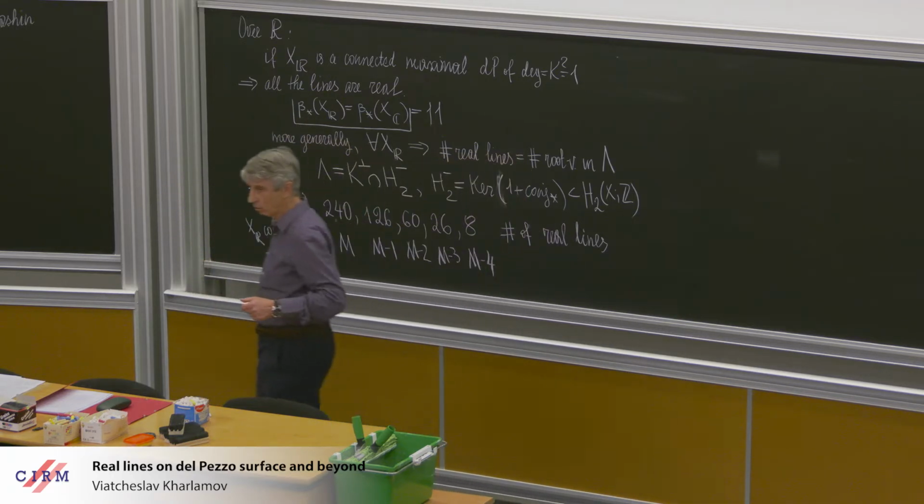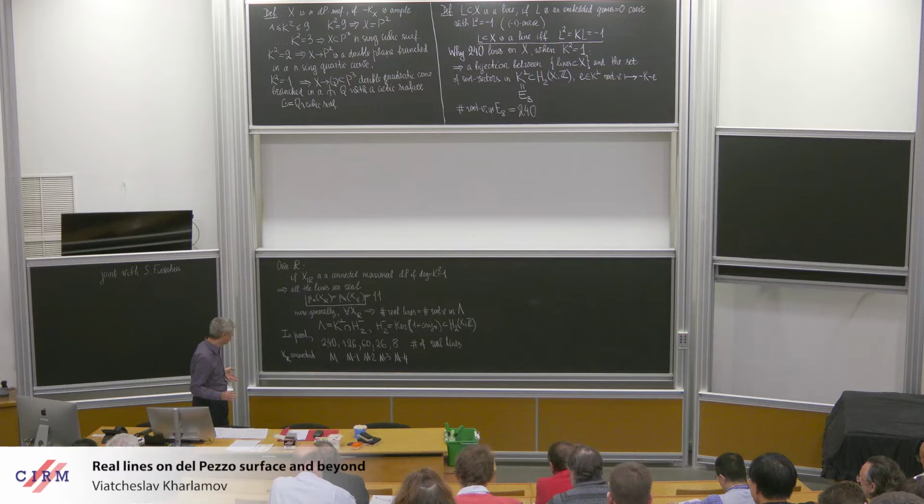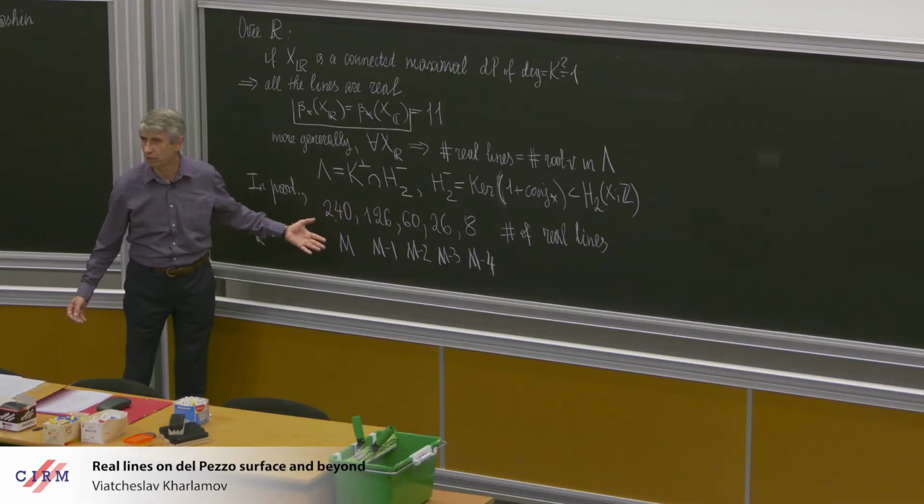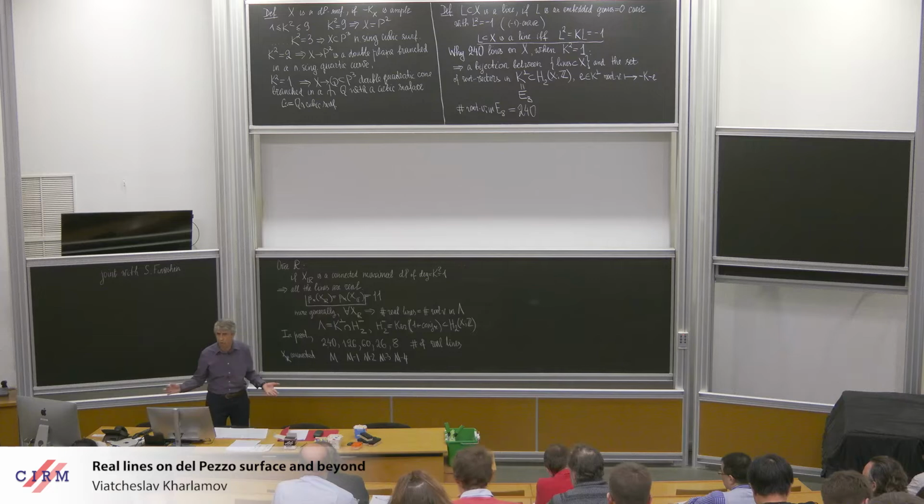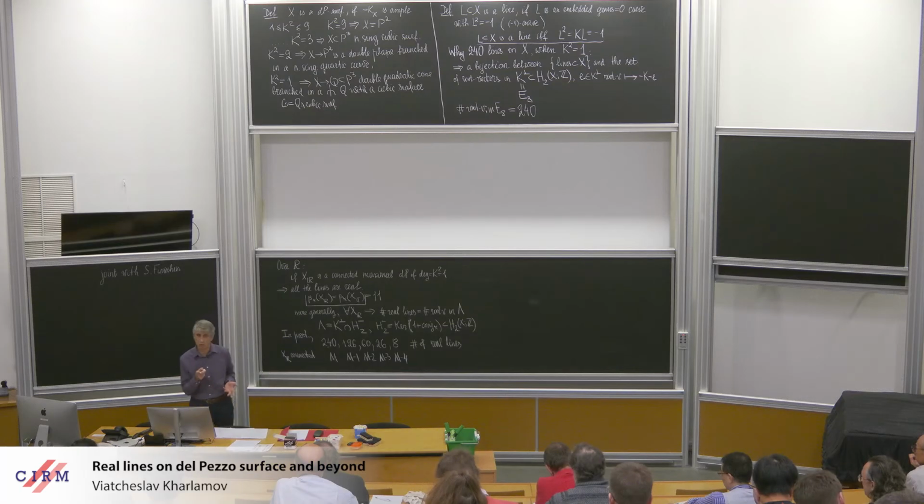No, it's wrong, but these are the cases I presented in the table. I said that it's not all the cases. For example, as Sergey said already, if you take a disconnected M-surface, then it just contains no real line.